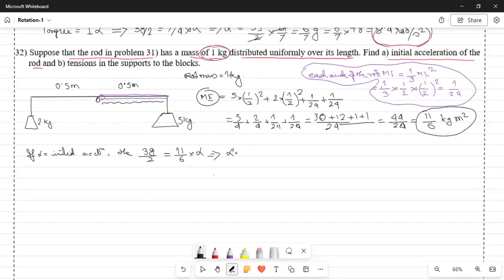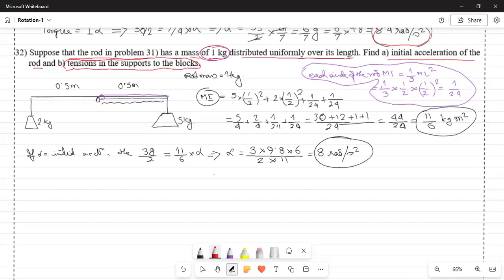From here we get alpha is equal to 3 into g, I take 9.8, multiplied by 6, divided by 2, divided by 11. If you calculate this, it will be 8 rad per second square. So this is the answer. But this question has a second part: the tensions in the supports to the blocks. This is the tail end question.